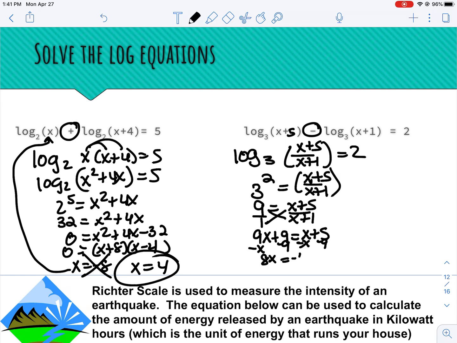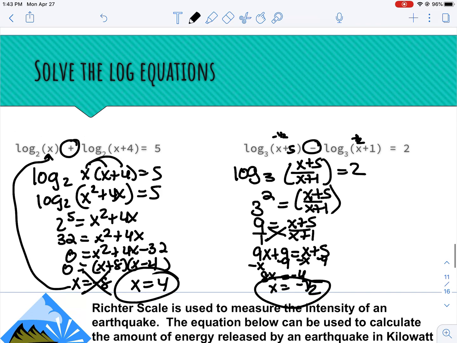Again, if I move my x over, and then if I move that 9 over, and I would solve and get negative 1/2, okay? And I can double check, like I can stick in negative 1/2 in there because if I add 5, it's still positive. If I stick a negative 1/2 in this one, again, it's still going to come out a positive value. So we can double check that on our calculator, but that one would be a good solution even though it was a negative answer because we're not logging any negative numbers.